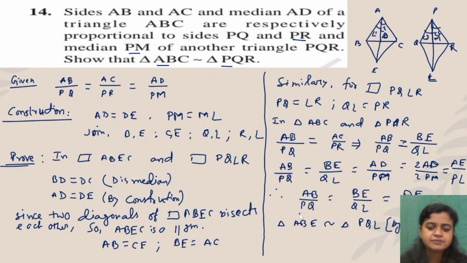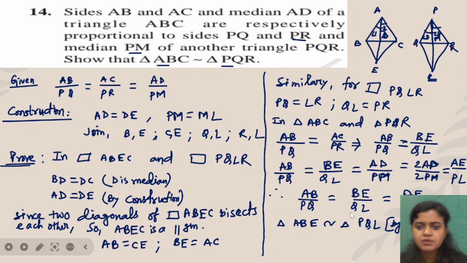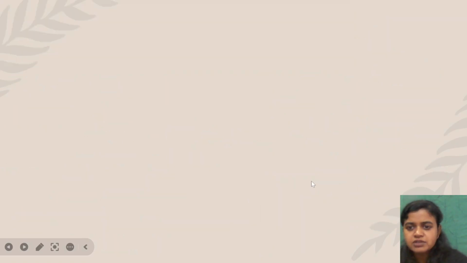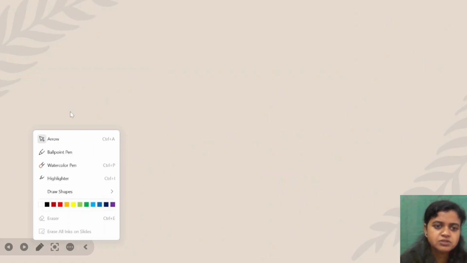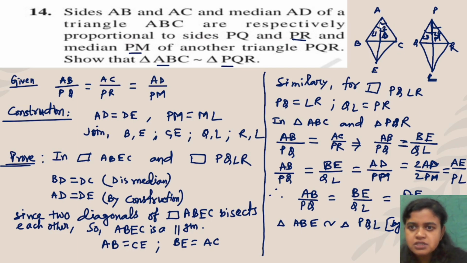Clear? So next we have proved triangle ABE similar to triangle PQL. So we can say angle 1 is equal to angle 3, because this one is angle 1 and this is angle 3.